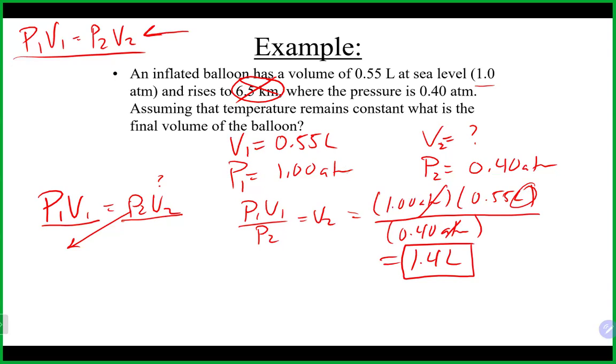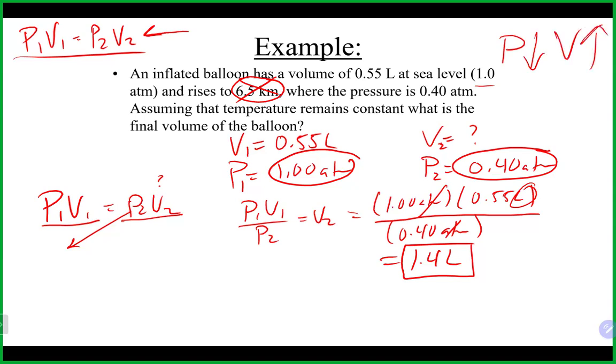So if we think about what is going on, our pressure started at 1, ended at 0.4. So in this case, our pressure went down, which means we should know our volume should go up, right? And we started at 0.55 liters, ended at 1.4. So the volume did go up.